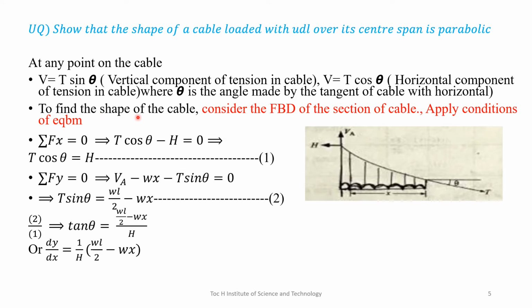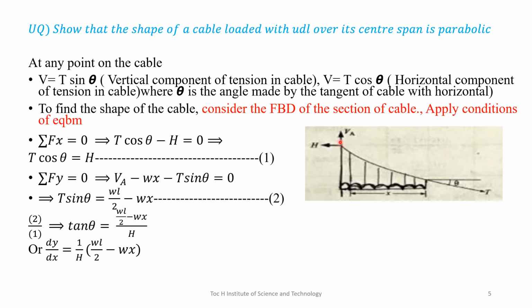And to find the shape of the cable, let us consider the free body diagram of this section of the cable. So this is a distance h from this point, and here you can see the support A which is acted upon by reaction VA and horizontal thrust H.